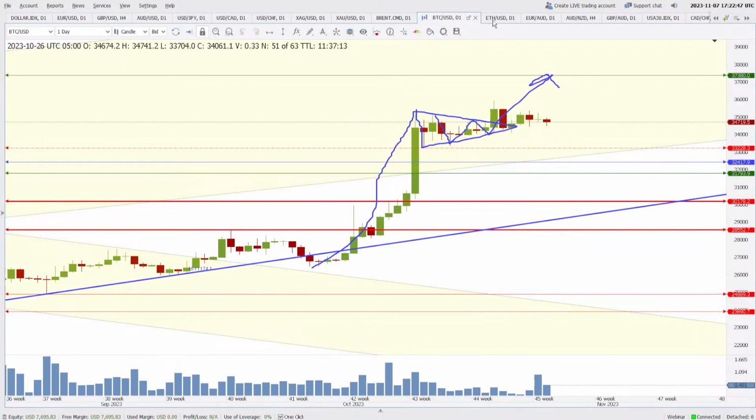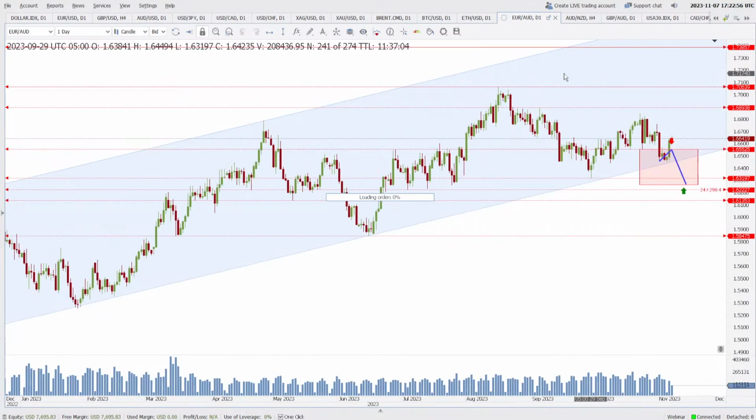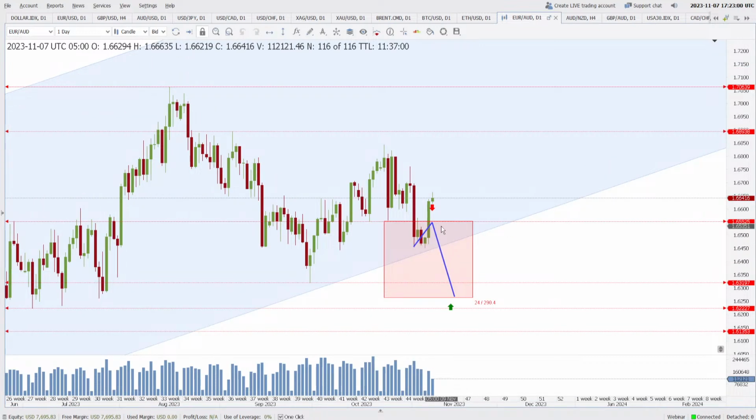Bitcoin, nothing. Ethereum, there is some buying here, but the price has met the area of resistance. Euro against the Australian dollar. We were expecting the price to find resistance here, but it went higher. But still, it is in a selling structure of the market.